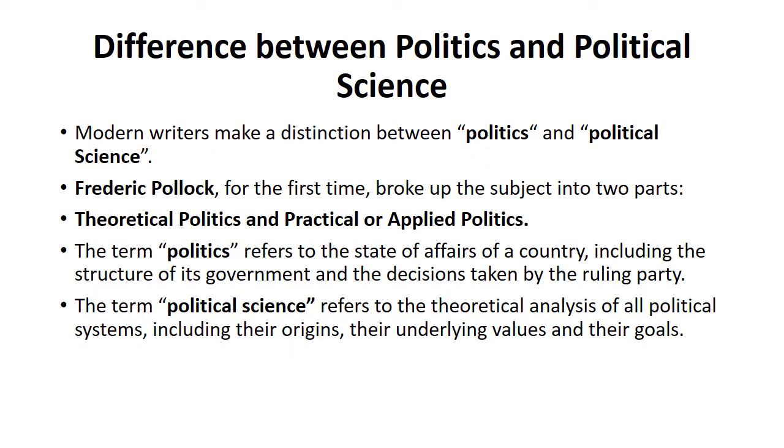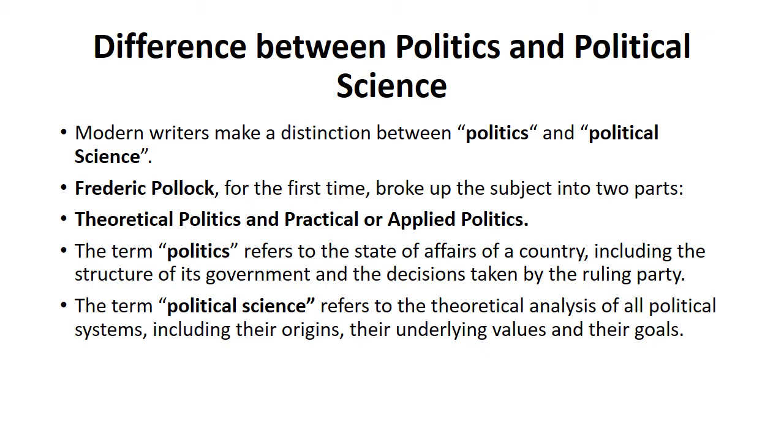Okay, this was all about political science. We talked about the meaning of political science, then we talked about different definitions of political science. Now we will see the difference between politics and political science. This is a very important thing to remember. Most students make mistakes while defining or explaining politics and political science. These are actually two completely different concepts. Modern scholars differentiate between politics and political science.